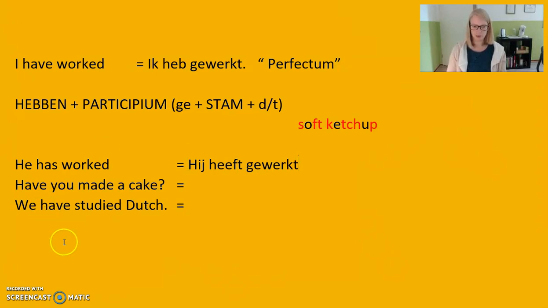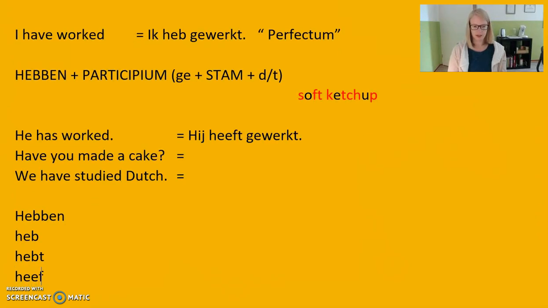gewerkt. Do we all remember the conjugation of the verb hebben? Right? So hebben, heb, hebt, heeft, and hebben for the plural. So this is for ik heb, jij hebt, or in a question or inversion it would be heb jij, he, she, it, heeft, and we, you, they, hebben. Okay? So that's the conjugation of hebben. Here we have hij, so it has to be heeft. Hij heeft gewerkt.